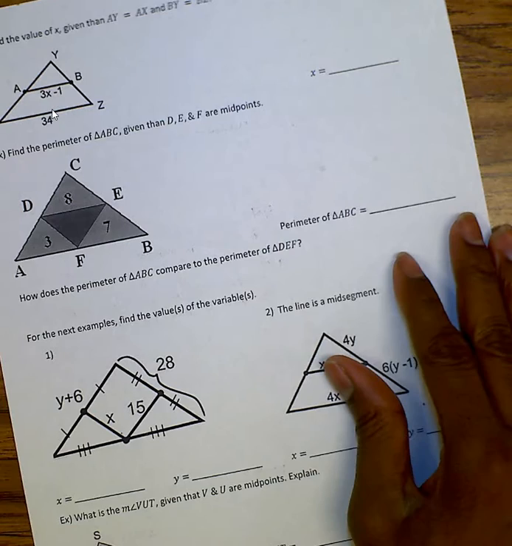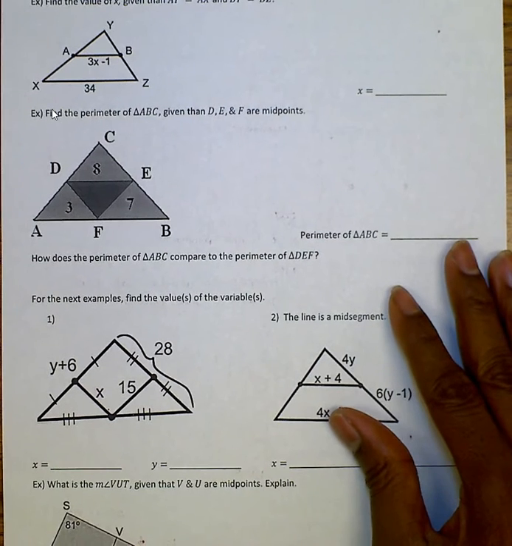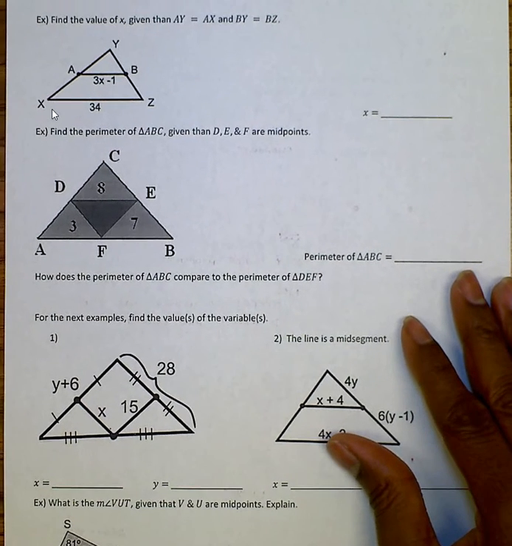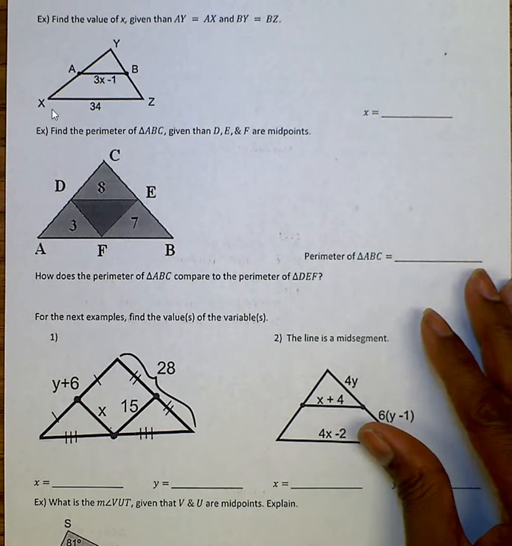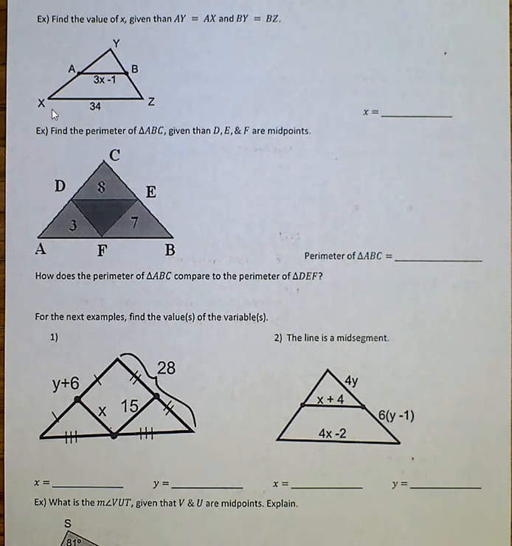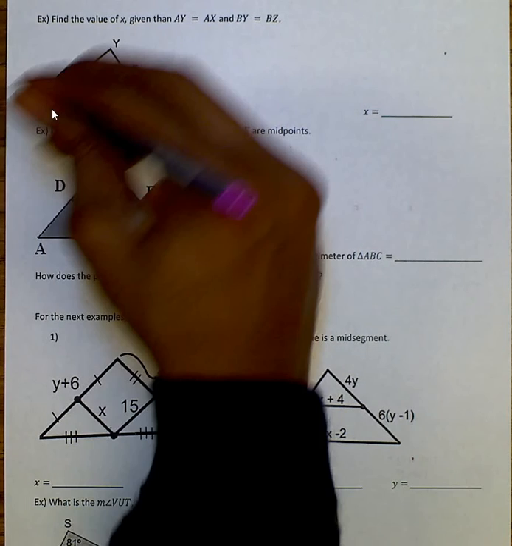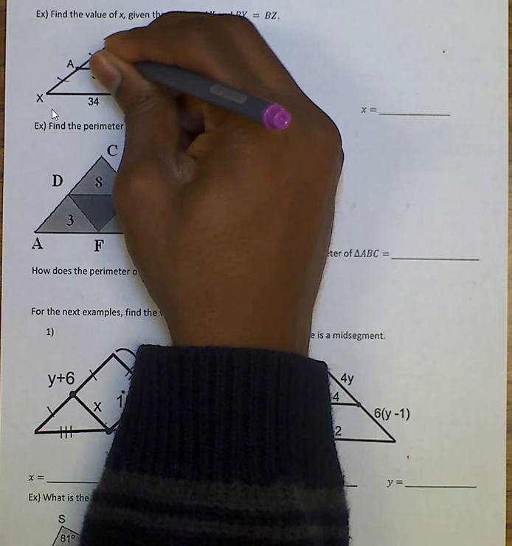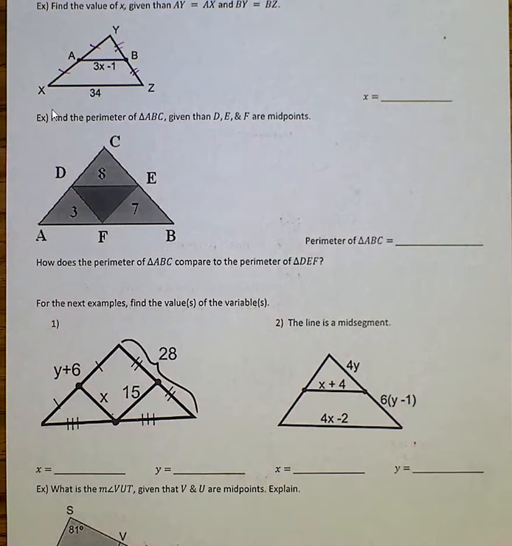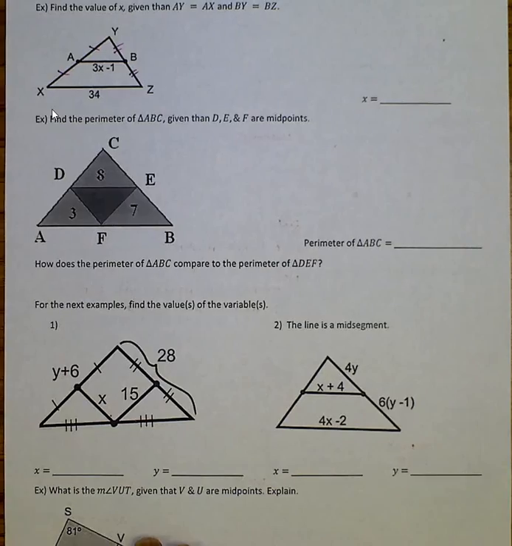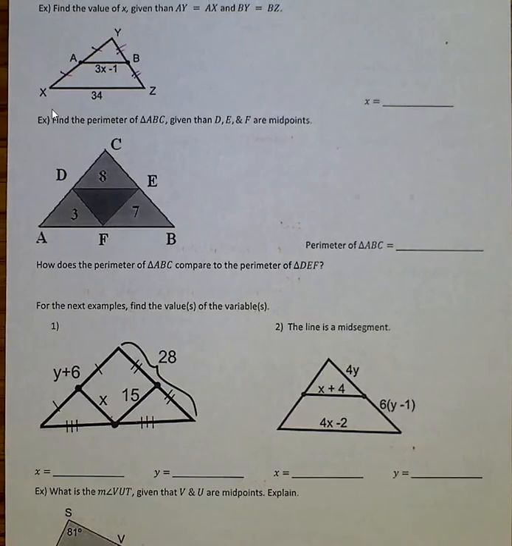Flipping to the back side, looking at a few more examples here. It says find the value of x given that AY equals AX and BY equals BZ. This is really just another way to say, hey, we have midpoints. A is a midpoint, B is a midpoint. So AB is a mid-segment.